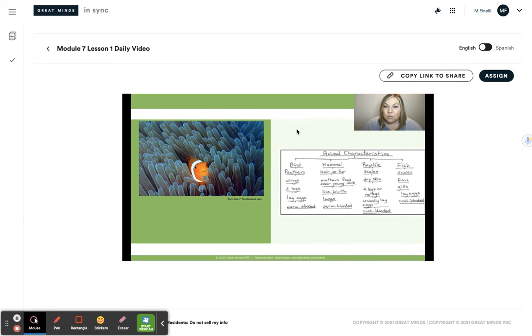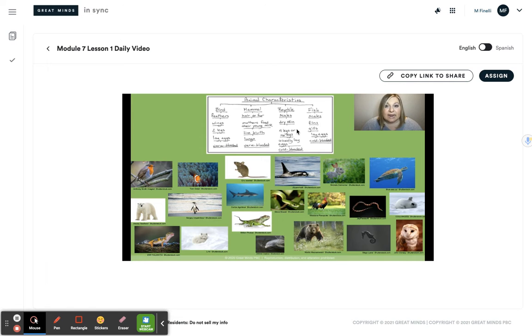So friends, what animal is this? That's right, it is a fish. Great work. Using this chart, what are the characteristics of a fish? Yes, it has scales, it has fins, it can swim, and it has gills. Nice work. Let's continue sorting animals into groups or categories.